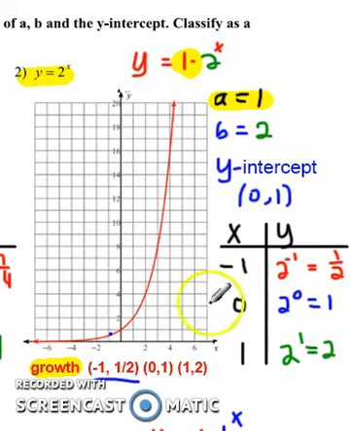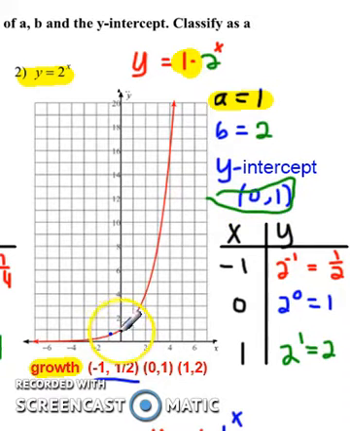My next point, I put in 0. Anything to 0 power is 1, so that is my y-intercept. So I have 0, 1 right here. My last point, I'm going to put in 1, so I get 2 to the 1st is 2, so that's my last point. And you could see it's a growth.